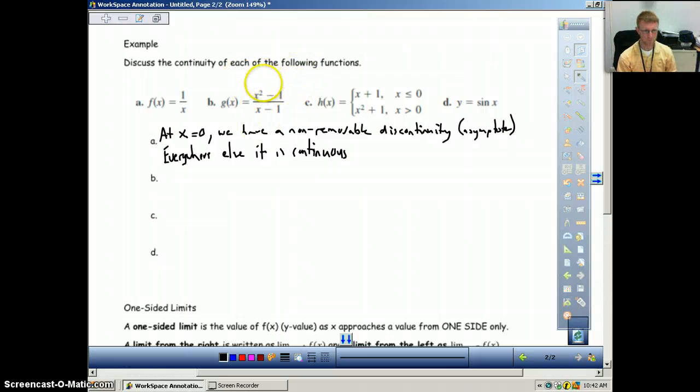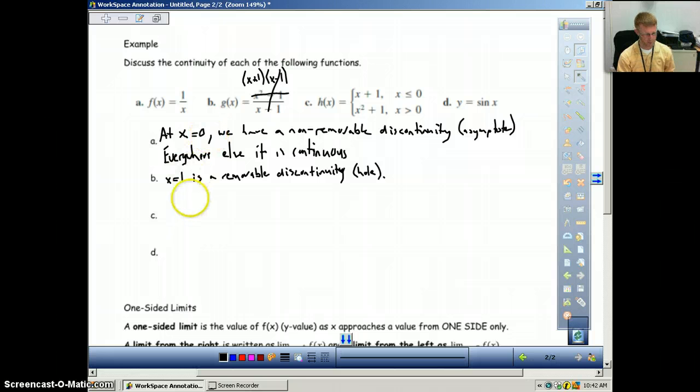Okay, the next one, we have x squared minus 1 over x minus 1. If you recall, we can factor the top to be x plus 1 and x minus 1. And then our x minus 1s will cancel out. So we can say x equals 1 is a removable discontinuity. The good thing is a lot of stuff in this section we've already covered before, dealing with the removables and non-removables. And remember, removable is the same thing as a hole. Okay, so that means it's discontinuous there, and then we can say that it's continuous everywhere else.